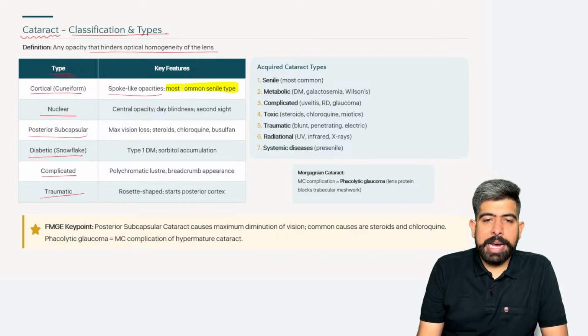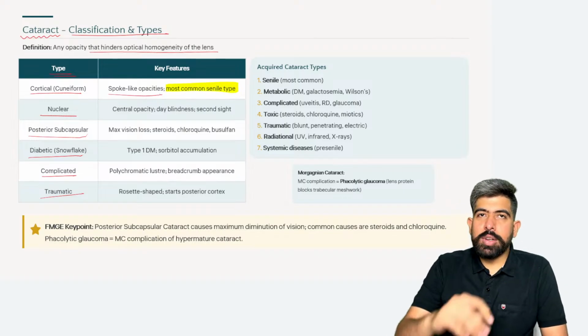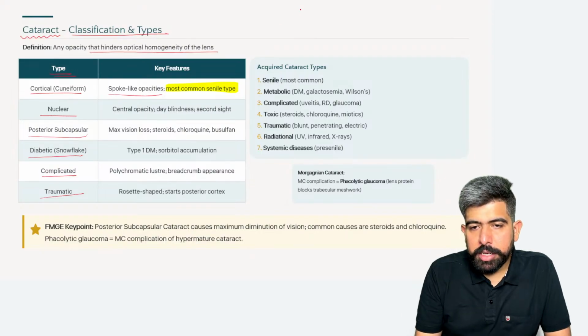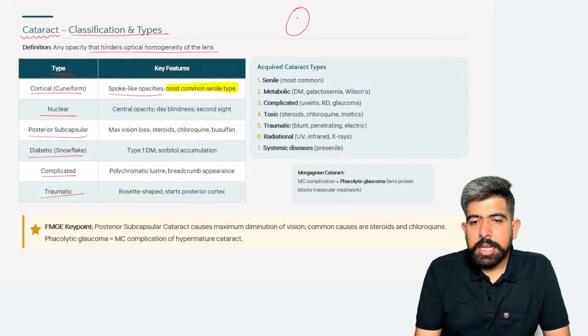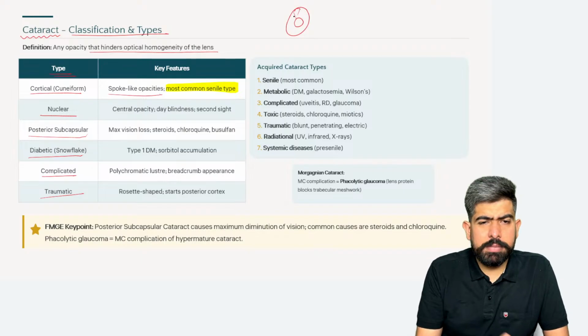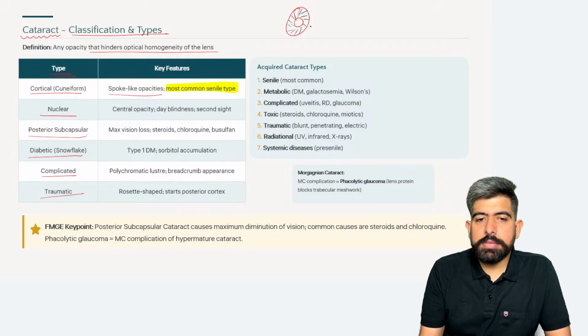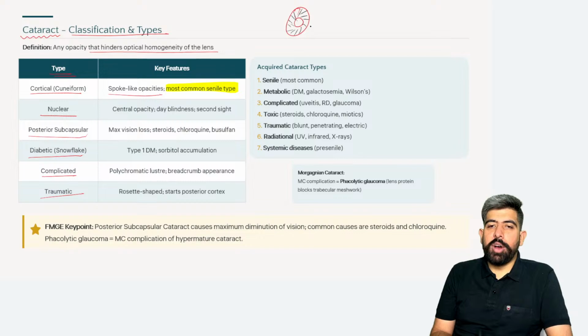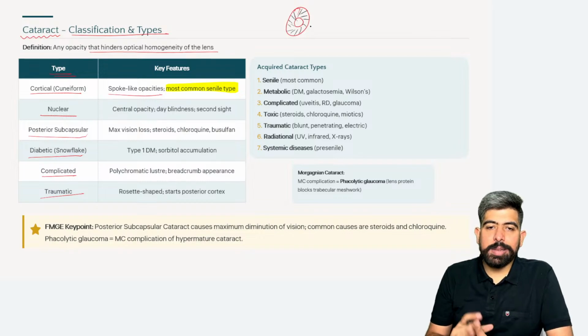Okay. So if we talk about the lens, the periphery of the lens, please remember, as this is the lens and this is the nucleus of the lens, the rest is the cortex. In this cortex, we are going to see this kind of spikes. And these spikes are known as cuneiform, or we can say cortical cataract. This is the most common type.